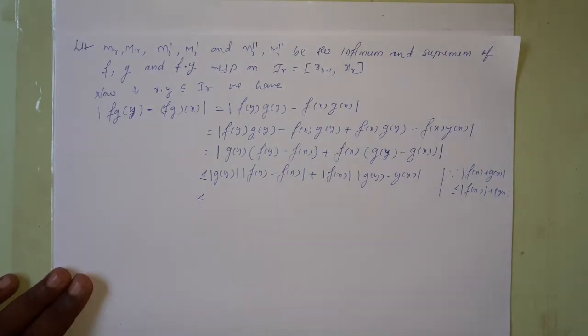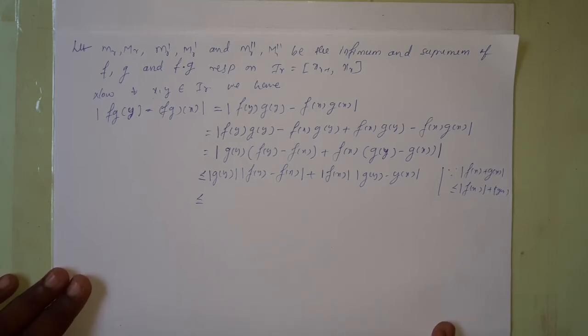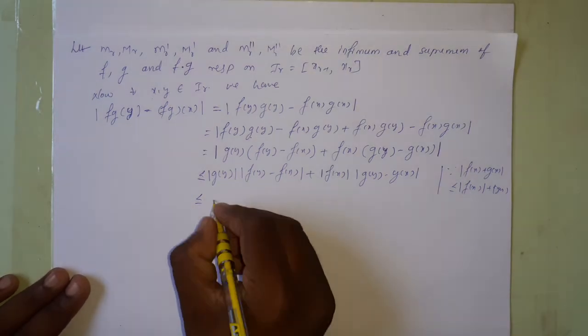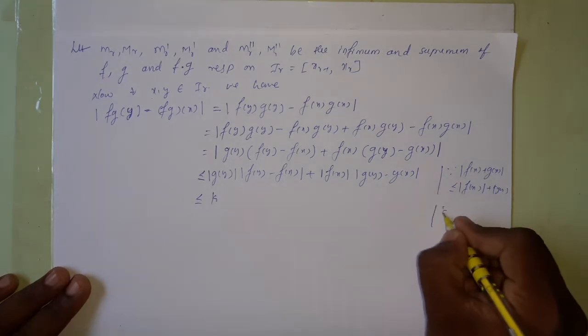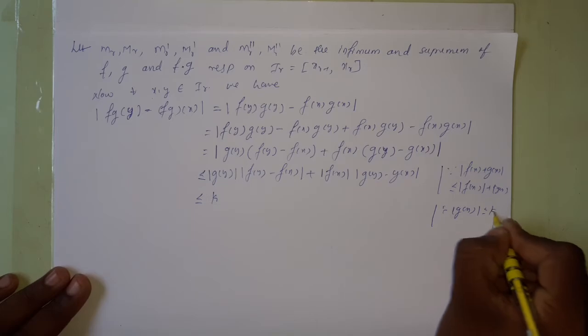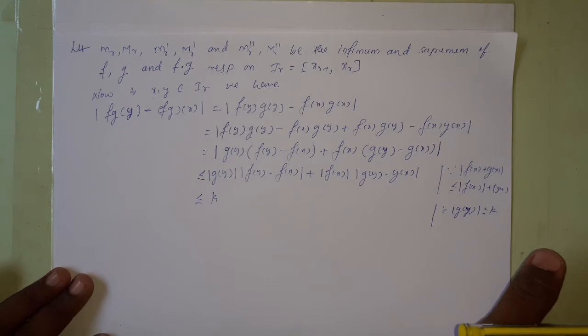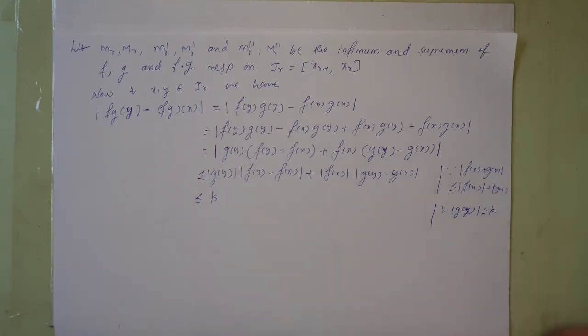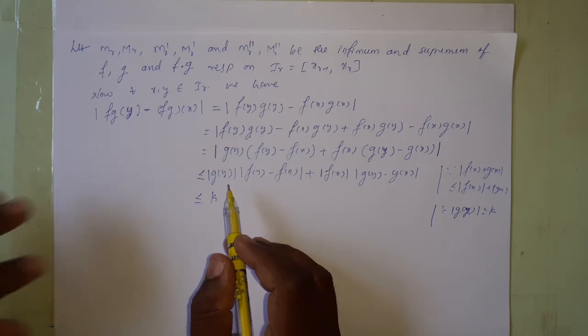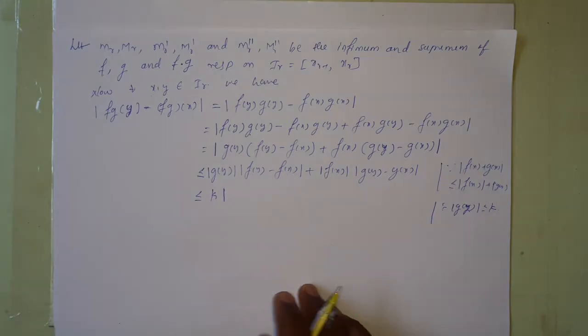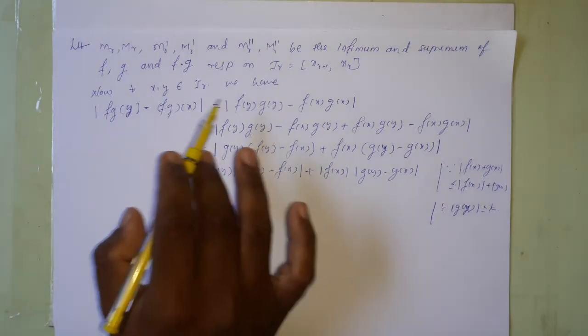Now this is less than or equal to. Now we know that f of x and g of x are two bounded functions. So therefore their value is less than or equal to k, which is greater than 0. So therefore mod g of y is also less than or equal to k. Here mod g of y is less than or equal to k, since g of x is bounded for all the values of the interval [a, b]. So therefore this y is also in the same interval [a, b], so its value is less than or equal to k, and already we know that y is greater than x.